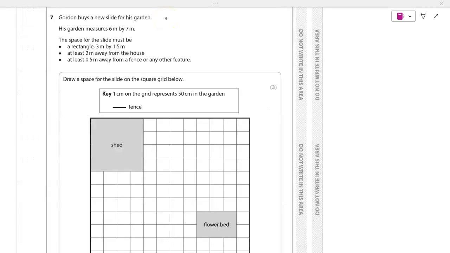Question 7. Gordon buys a new slide for his garden. His garden measures 6 meters by 7 meters. The question is to draw a space for the slide on the square grid below. The key is 1 centimeter on the grid represents 50 centimeters in the garden. And that's the line that represents the fence. That's this line at the boundary here. Outside here is the fence.